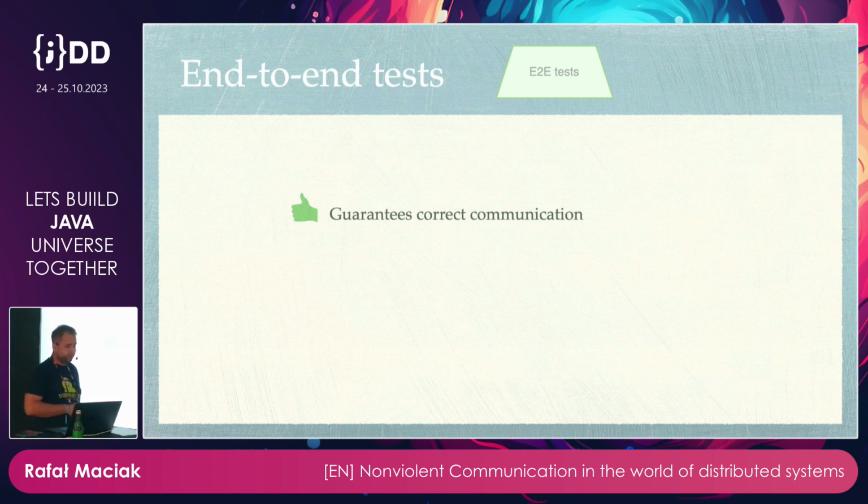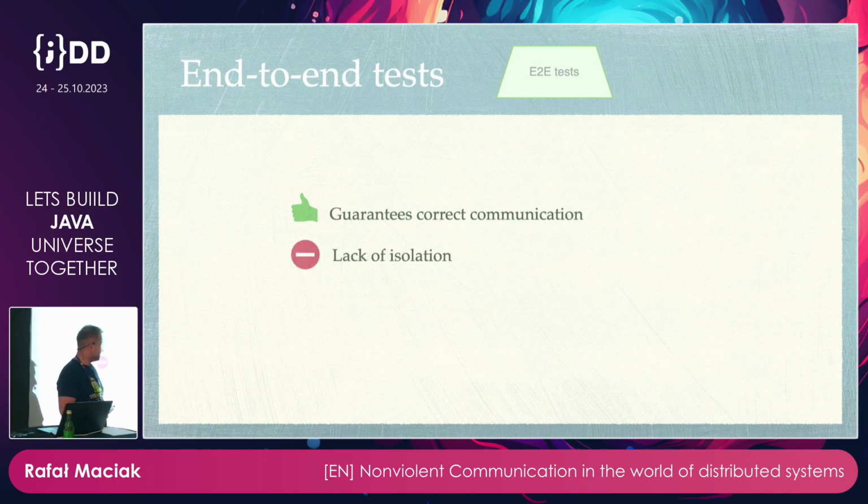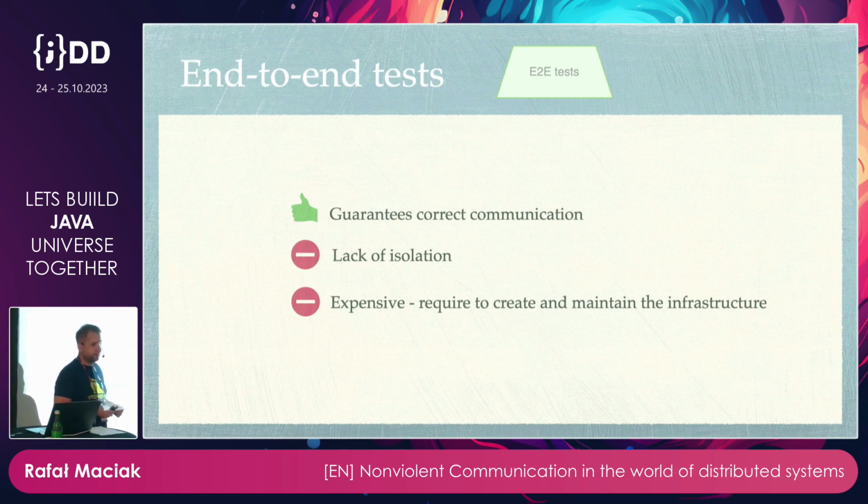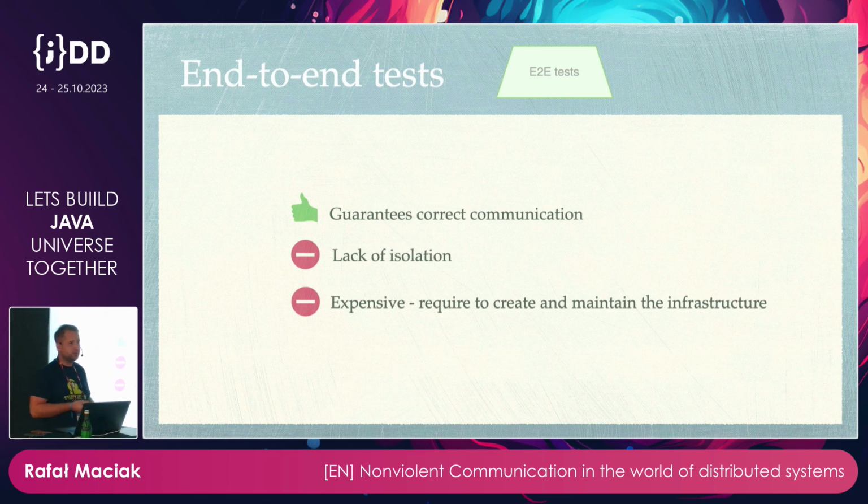However, as you probably know, end-to-end tests have some drawbacks. We cannot test the services in isolation, like with integration tests. We need to deploy them to a special environment. So we need a server for that. The server is a cost in itself. And also we need a DevOps team who will maintain and create this infrastructure. So end-to-end tests are expensive.